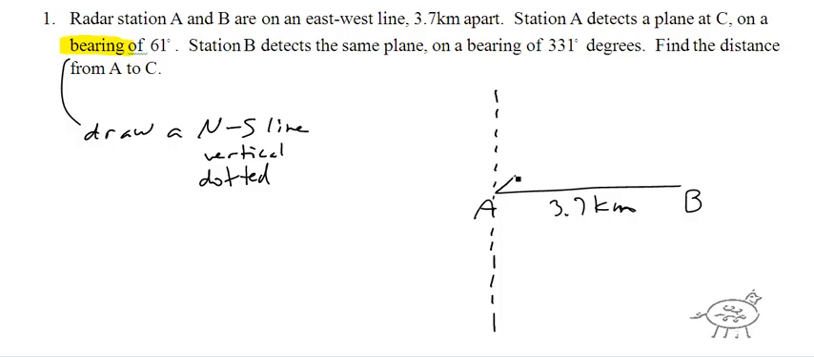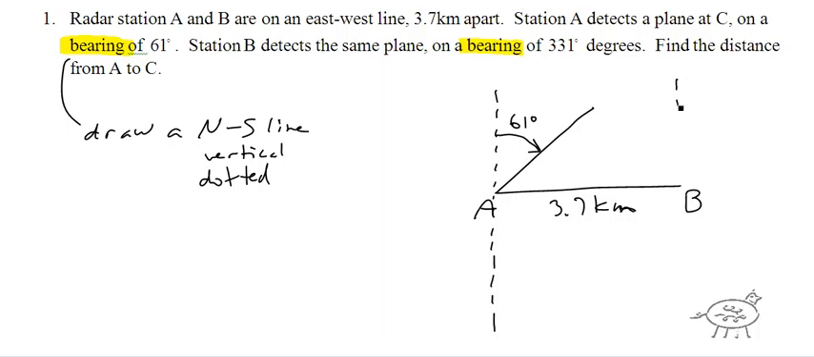I don't know how far to draw that. I'm just going to sketch out a little bit. And this is going to be 61 degrees. All right, station B detects the same plane on a bearing. Oh, I'm going to highlight that again here. On a bearing of 331 degrees.